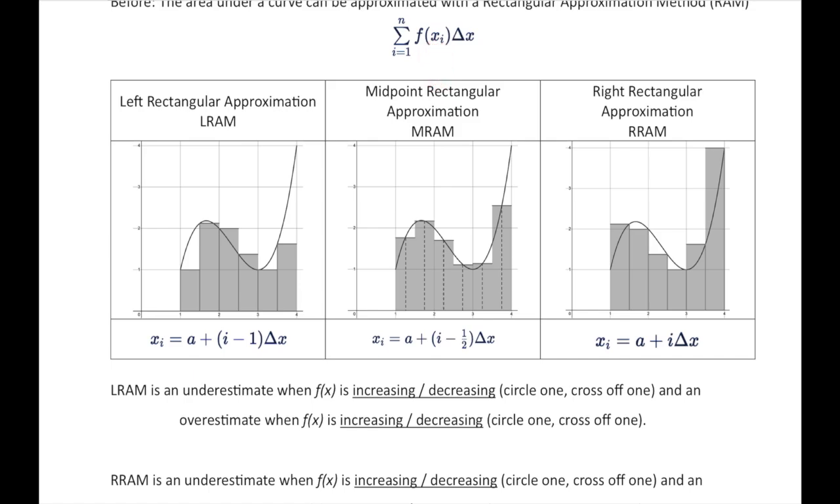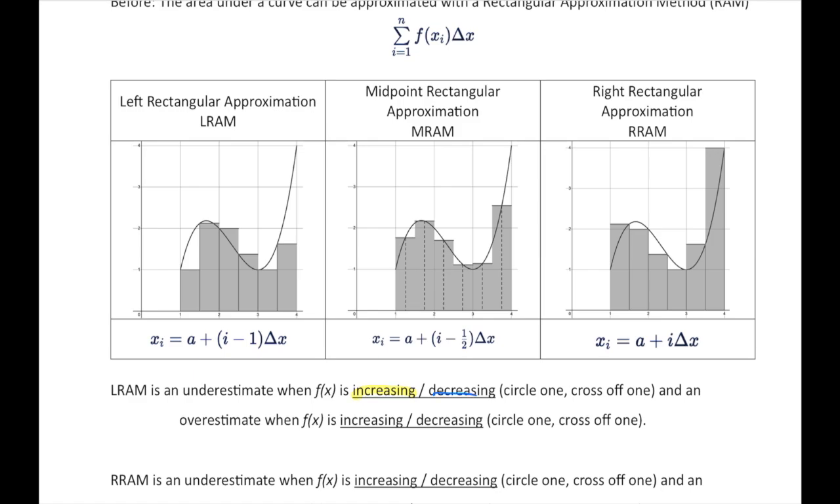Now, if we look at these 3 graphs, sometimes we've got an overestimate, or an overapproximation, and sometimes we have an underestimate, an underapproximation. Let's think about how we can decide each case. LRAM, we've got our left rectangular approximations. When is LRAM an underestimate? So when are our rectangles below the curve? Well, that's here, that's here, that's here, and that's here. What's consistent about our curve on those parts? Well, our curve is increasing at those points. So LRAM is an underestimate when our function is increasing.